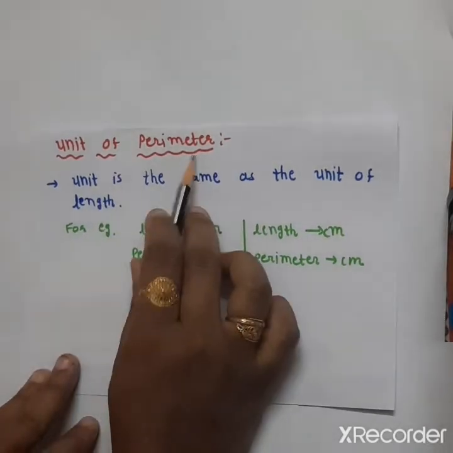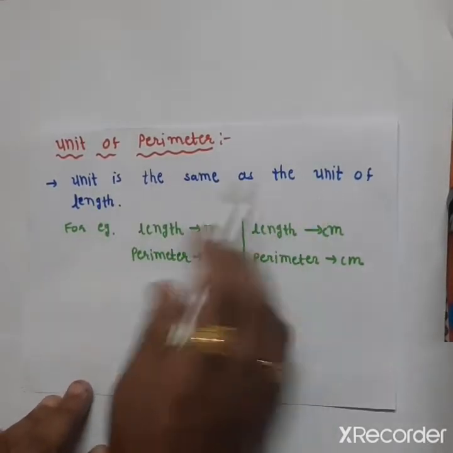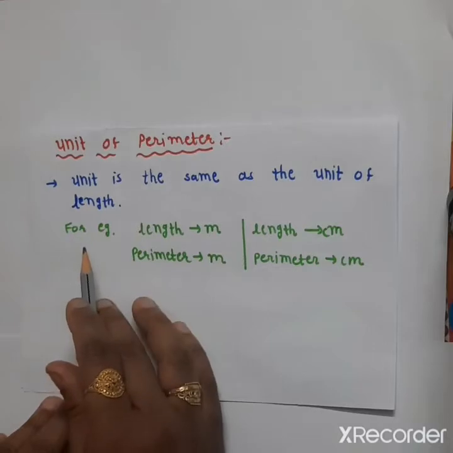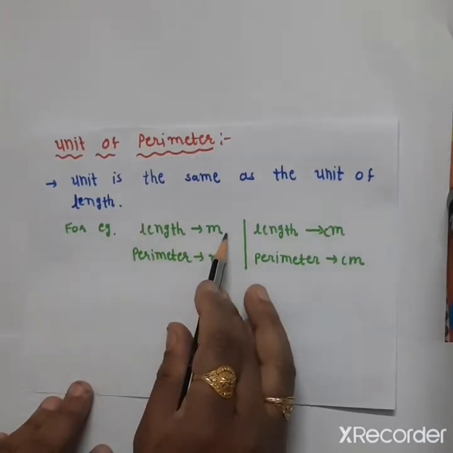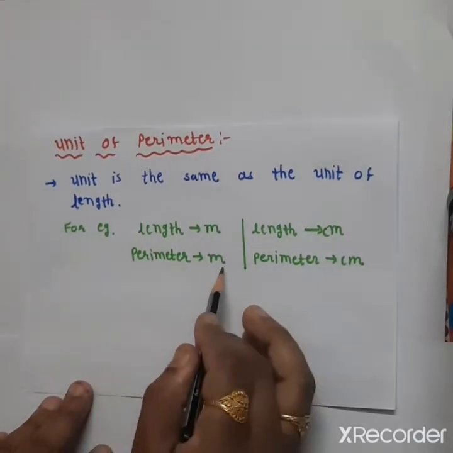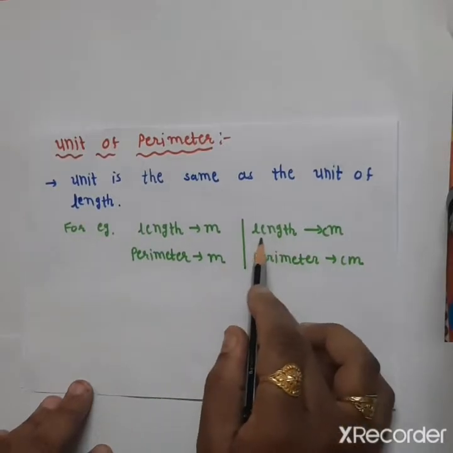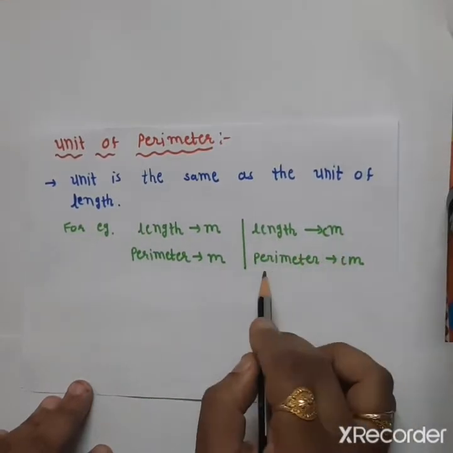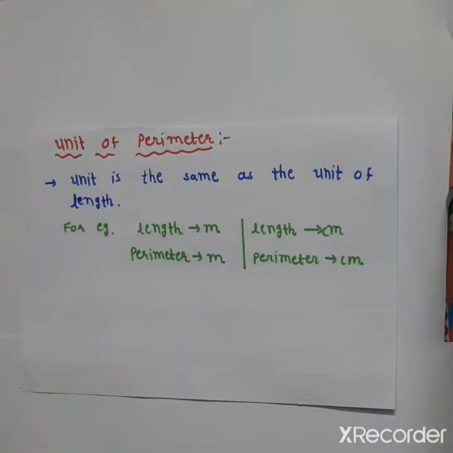Unit of perimeter. The unit is the same as the unit of length. For example, if the length is given in meter, then the unit of perimeter will be meter only. And if the length is given in centimeter, then the unit of perimeter will be centimeter.